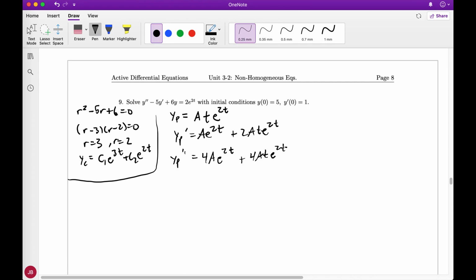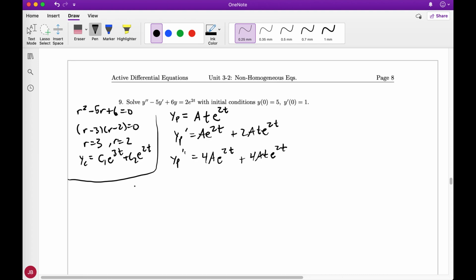All right, so this one, yp prime, is a simple product rule. This one here, I'll leave for you to verify. There's an intermediate step here, so you should verify this. Take the time to actually verify this.